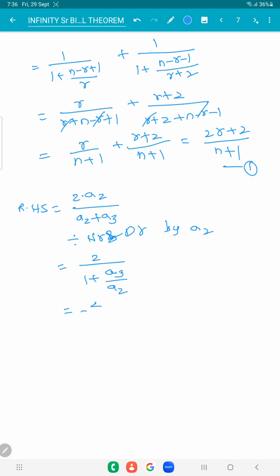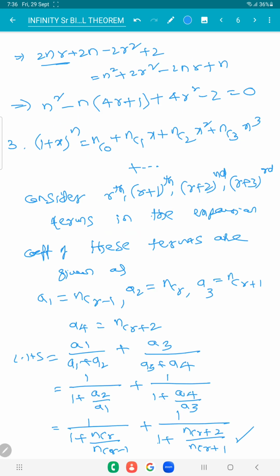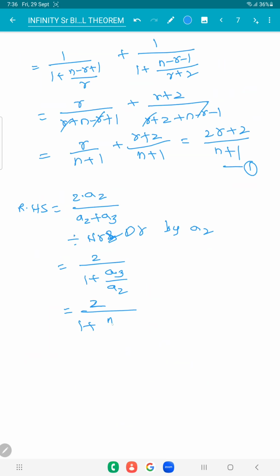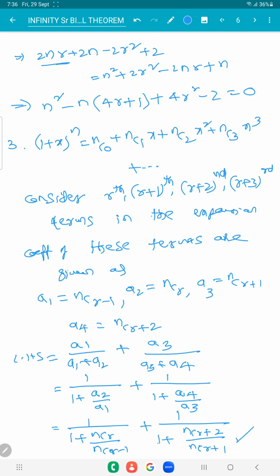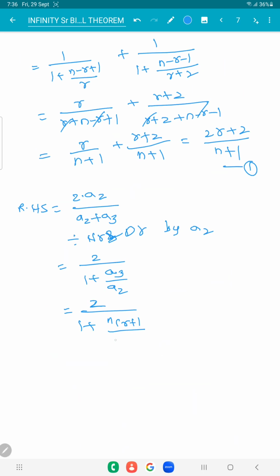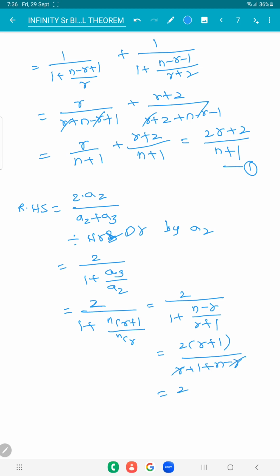Do you remember what a3 is? a3 is equal to nCr plus 1, and a2 is nCr. What is the formula for this? 2 by 1 plus n minus r by r plus 1. Take r plus 1 as LCM. 2 times of r plus 1 by r plus 1 plus n minus r. The r cancels. That is equal to 2 times of r plus 1, or 2r plus 2 by n plus 1.